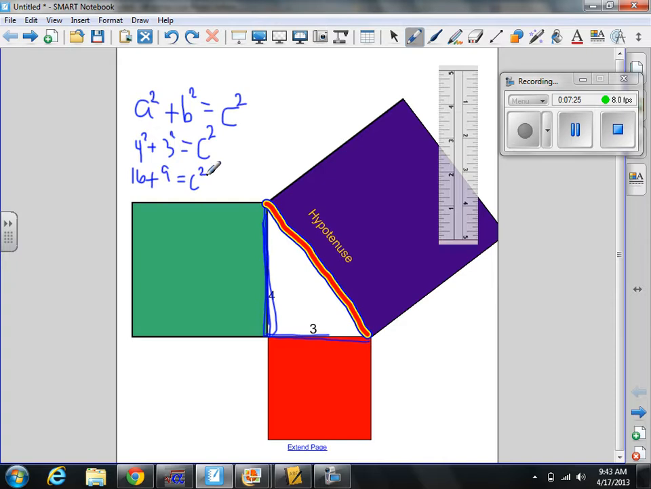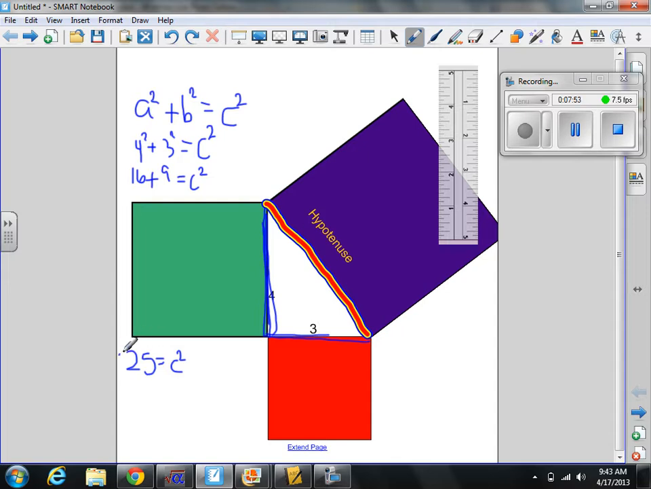Okay, we are almost there. What's 16 plus 9? You can use your calculators for that. That equals 25, which is equal to the square of C. So that means when you see it written like this, the entire square has an area of 25. But remember, I don't want the entire area. I just want to know the length of this bright red line.